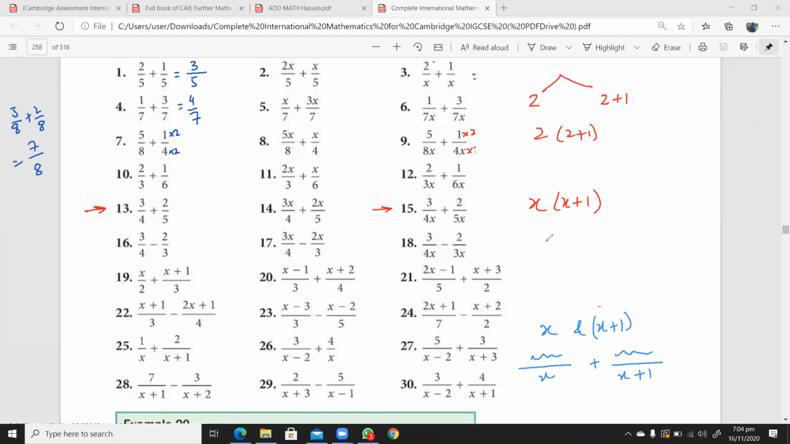Okay? What if you have x plus 1 and x plus 2? What will be the LCM now? You can simply say x plus 1 times x plus 2. Don't expand this. Acha, Mustaqim is making a mistake. He's expanding this. You should never expand the LCM, okay? So this is x plus 1 times x plus 2. That's it. Like this was x into x plus 1, this is x plus 1 times x plus 2. Okay?